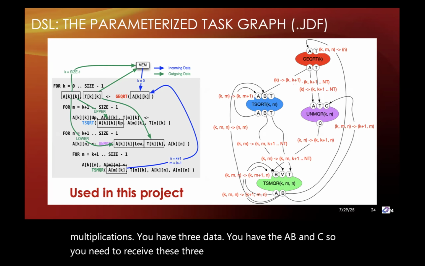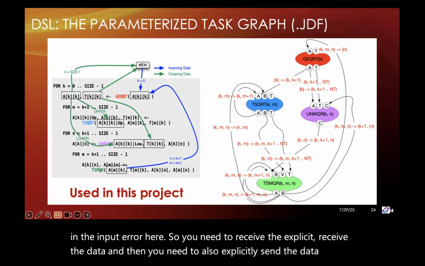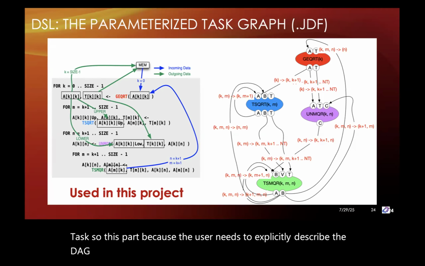Like in MPI, you need the input arrows here. You need to explicitly receive the data, and then also explicitly send the data to your next task. Because the user needs to explicitly describe the DAG, you need some effort to describe the DAG, like writing MPI code.